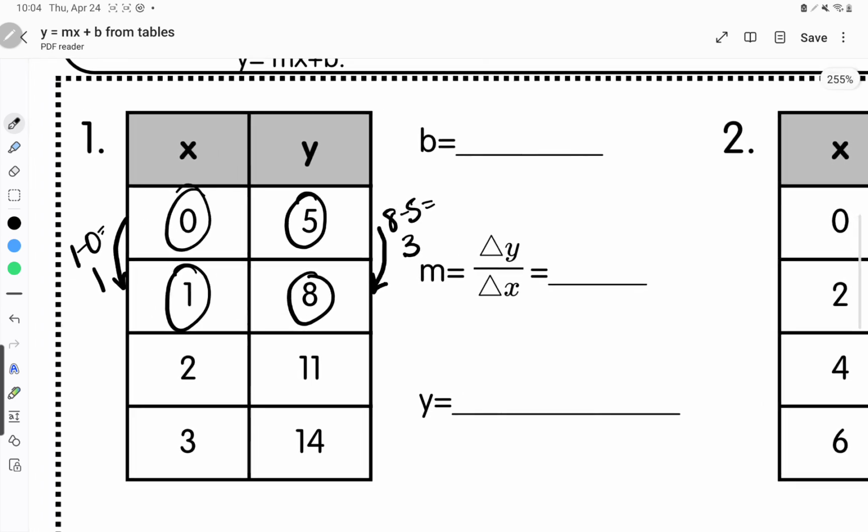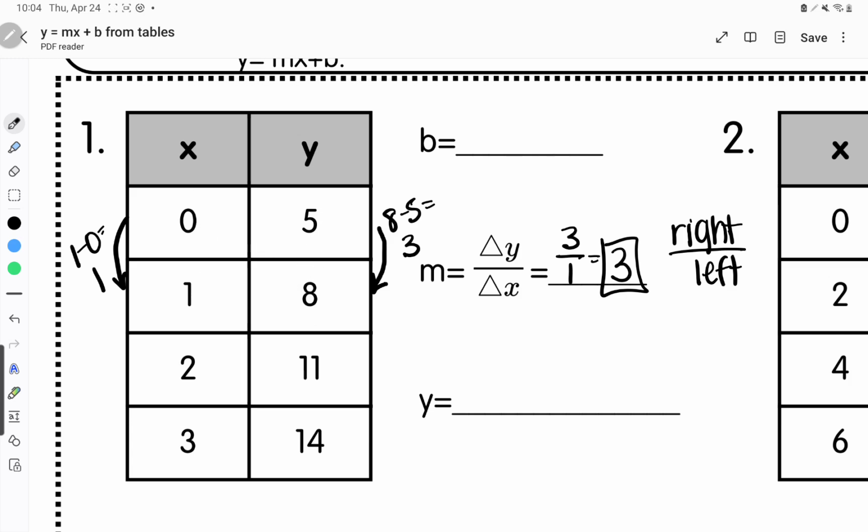So my m is what side over what side? Right over left. So I would put what over what? 3 over 1, which gives me 3. For my b, how do I find b? It's across from x equals 0. Well, here's my x's, and then here's where it equals 0, so my b is 5.